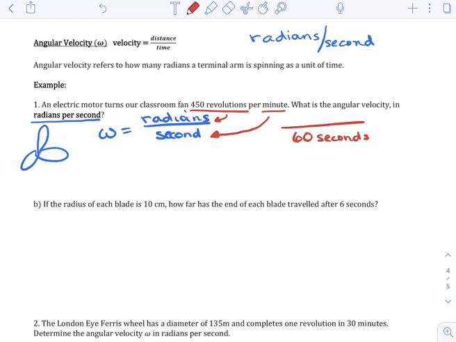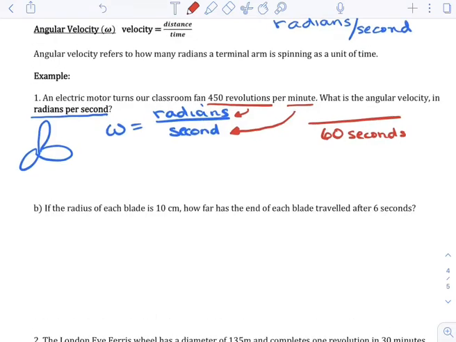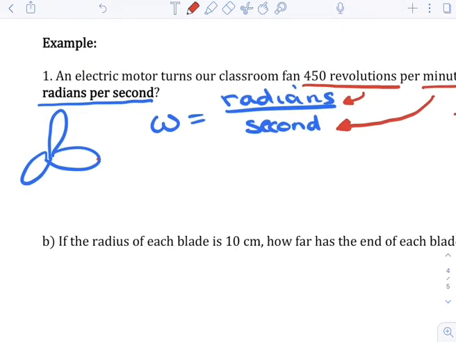Now, what revolution means is one full circle. So if you imagine this fan over here, imagine I have a spot here. One revolution would be the amount for one full circle like that. So I do know that one revolution has 2 pi radians. So I want to know what it's going to be for not just one revolution, but 450 of those.